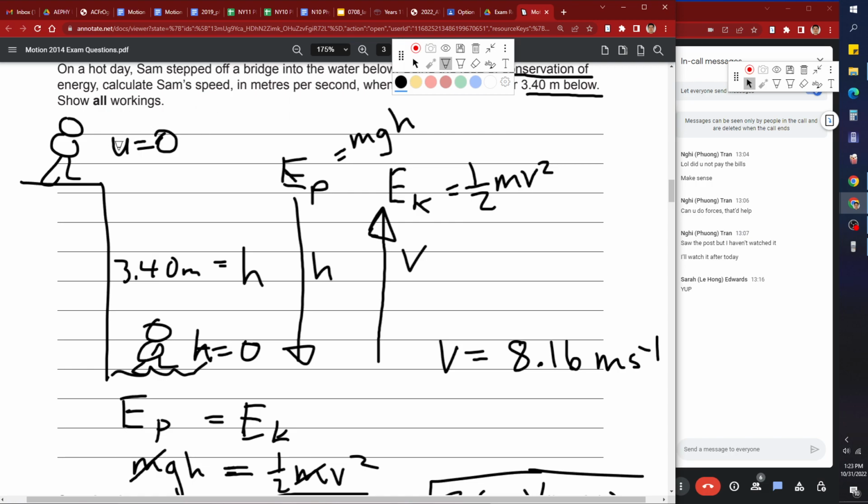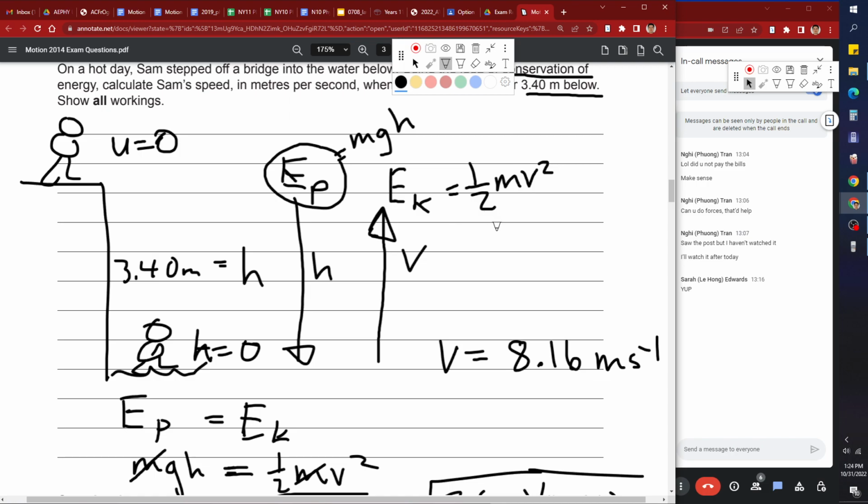So at the top, total energy is only EP because it's not moving. And then as he drops down, the total energy is the combination of the remaining height that he still needs to fall, plus the kinetic energy he gained as he fell. All right? So right at the bottom, when he no longer has any height, it's all kinetic energy now.